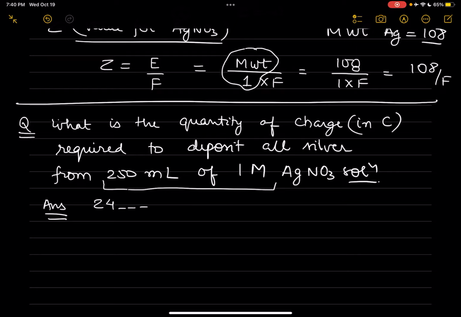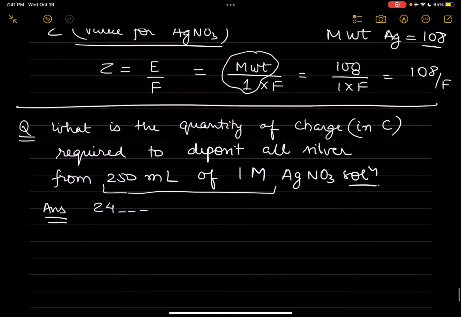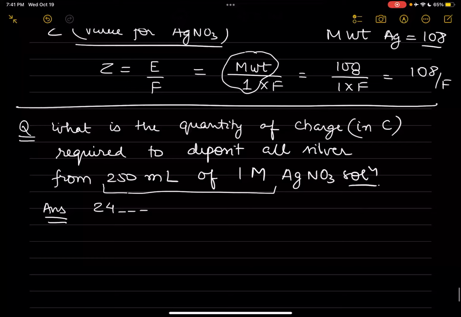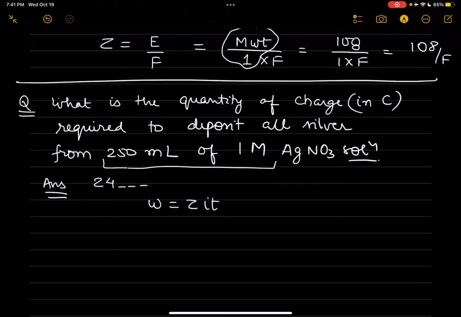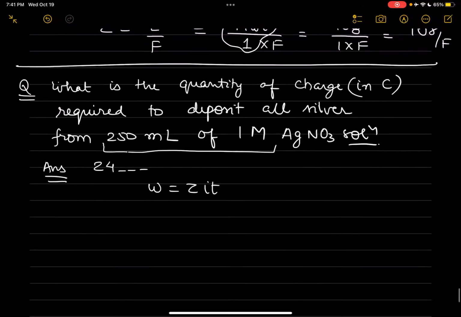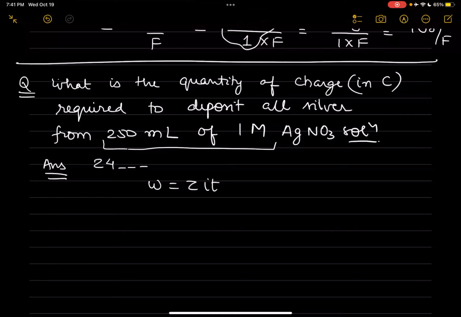So which formula should I apply? First of all, tell me that. This is the first thing, right? 250 by 1000. W equal to ZIT, right? But what is the mass of the silver which is present in this? Can you tell me?